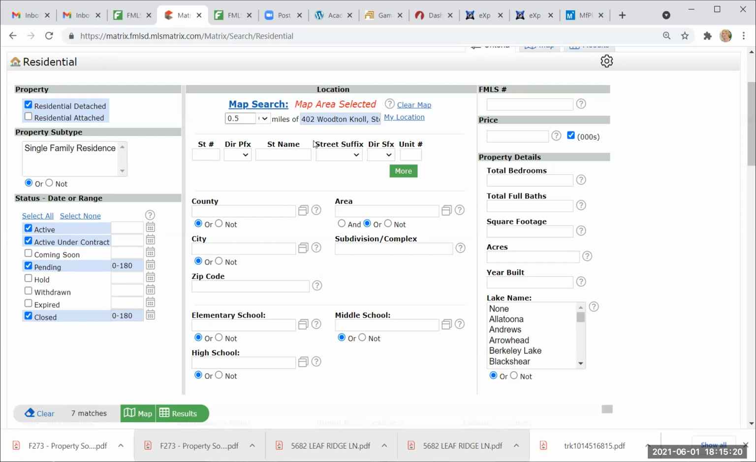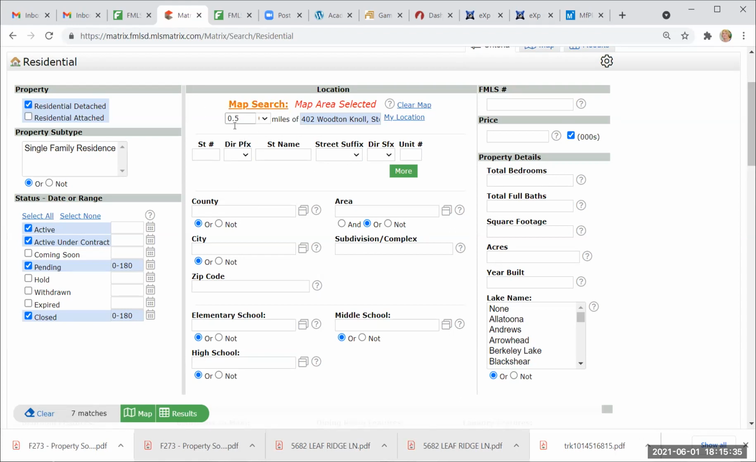You want to get an idea of what's going on in the neighborhood, but you also have to keep in mind that there's one guy or gal who's going to come out and do this appraisal that's going to determine how the whole thing goes anyway. So start off with that in mind.